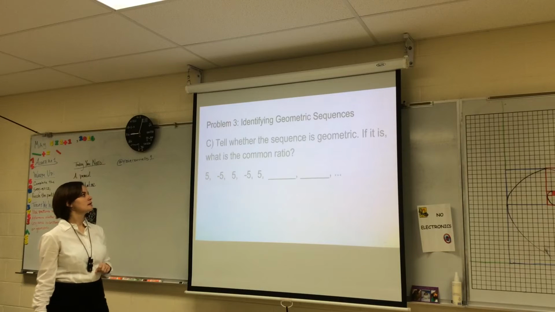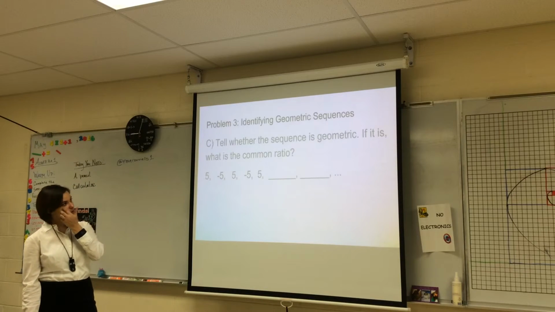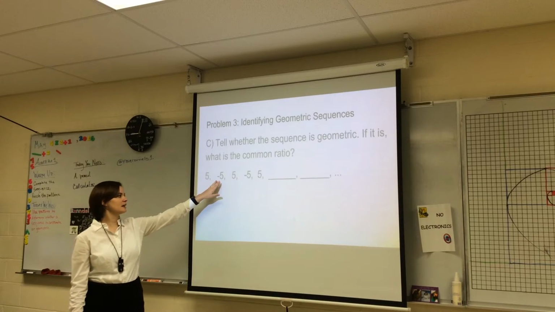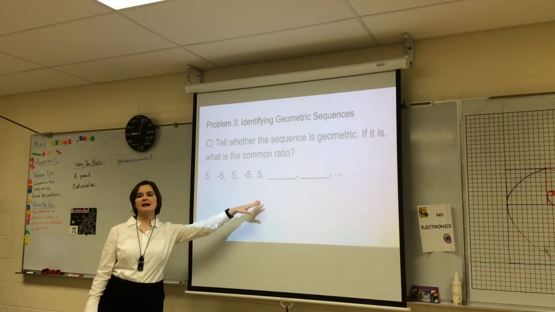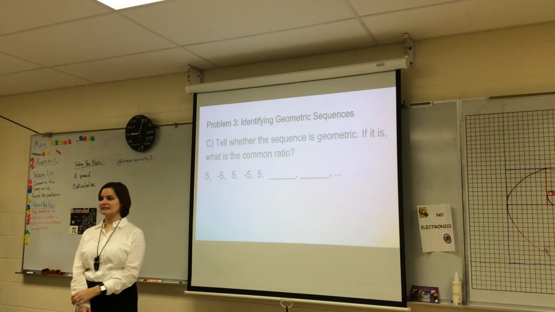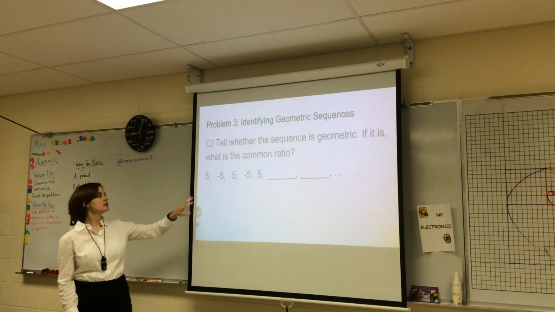All right. Last example. I like this one. It says tell whether the sequence is geometric. If it is, what is the common ratio? So here I have 5, negative 5, 5, negative 5, 5. Well, I see the pattern, but I want to know, is it geometric? No. Well, let's see. Yes, it is.